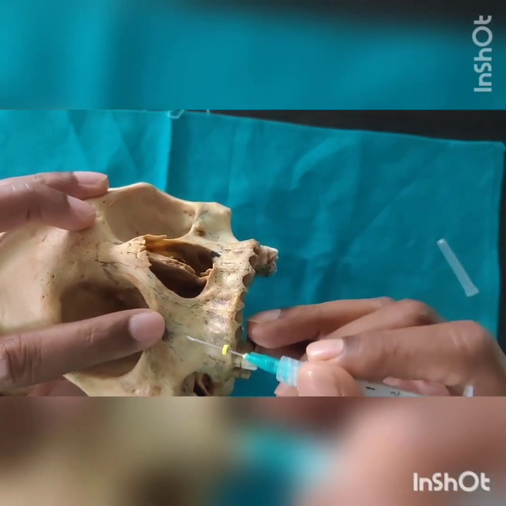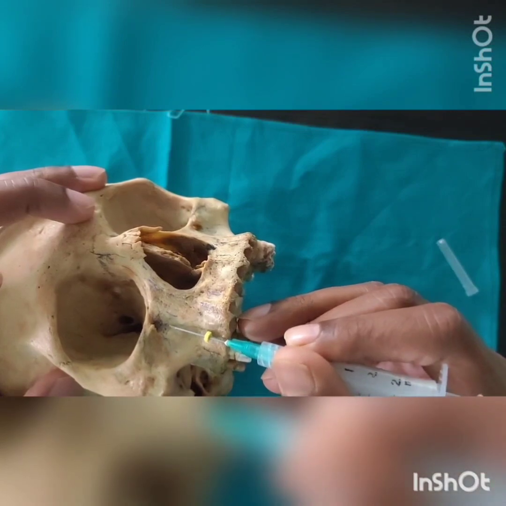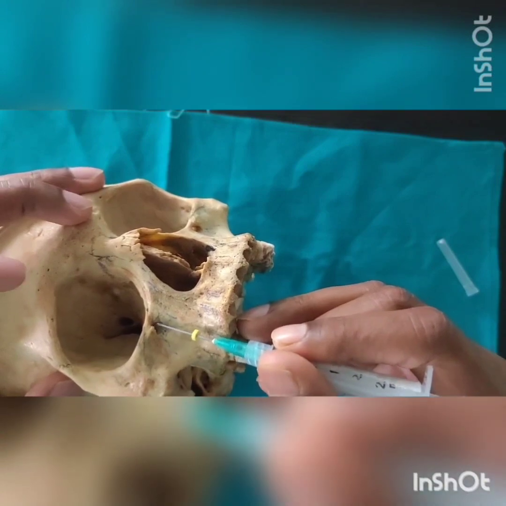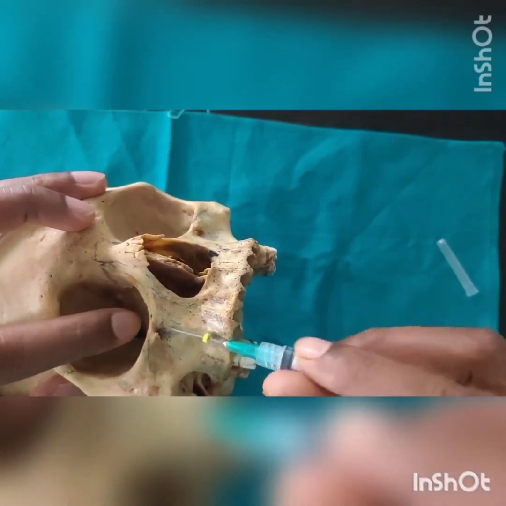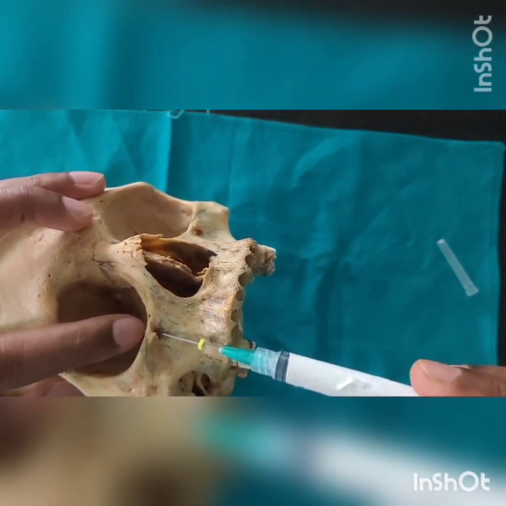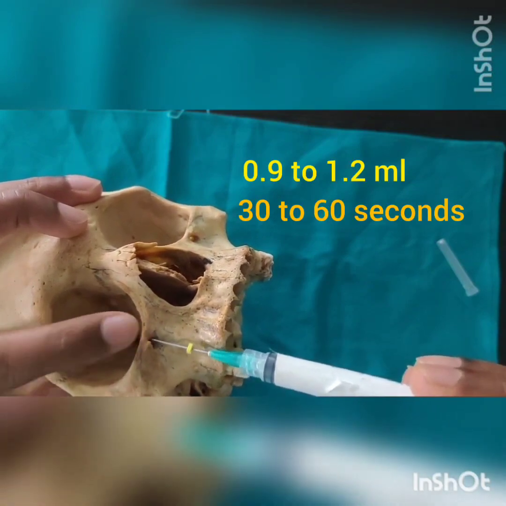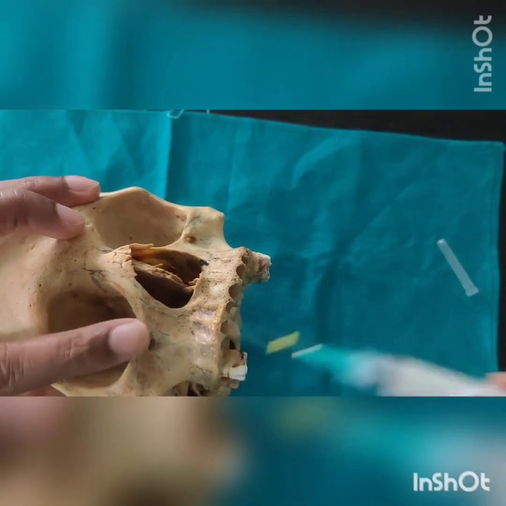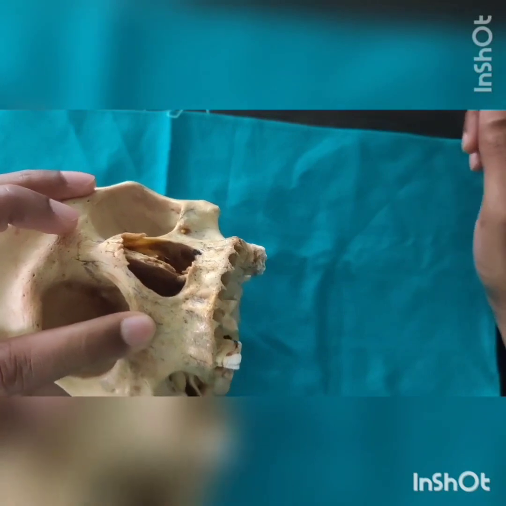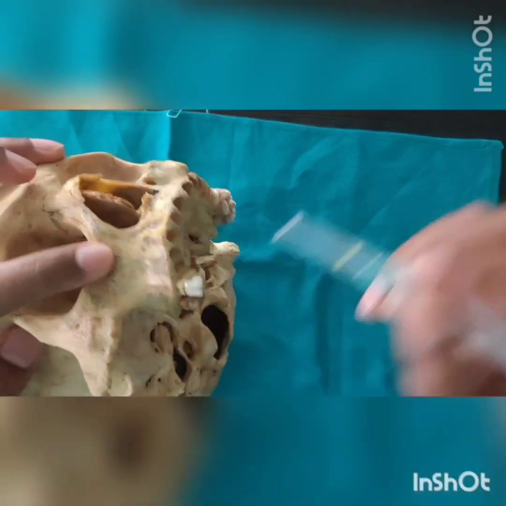If the bevel is reversed, it cuts the periosteum and is more painful to the patient. Once the desired depth is achieved, aspiration is done to check that the needle tip is not in a blood vessel, and then 1.2 ml is slowly deposited over 30 to 60 seconds. Continuous pressure is then applied onto the skin, which helps the fluid diffuse into the foramen and anesthetize the anterior superior alveolar nerve.